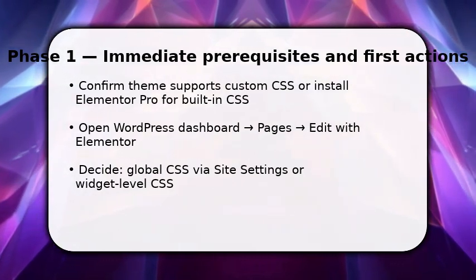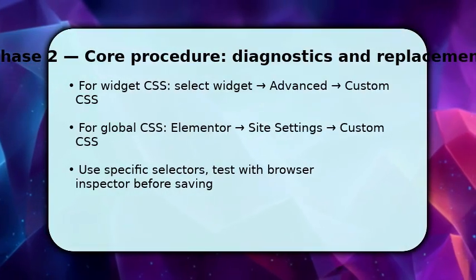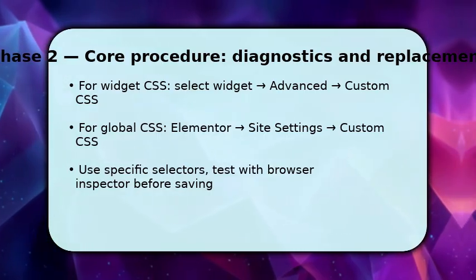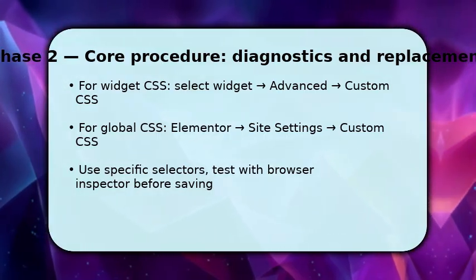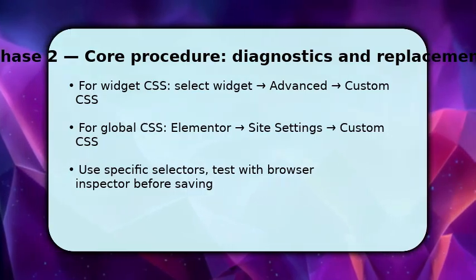You select the element you want to style, then switch to Advanced and paste CSS in Custom CSS for widget-level changes. Alternatively, go to Elementor > Site Settings > Custom CSS to affect the whole site. This keeps consistency and reduces repetition.